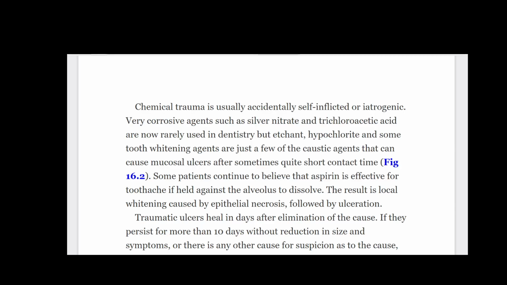Traumatic ulcers heal in days after elimination of the cause. If they persist for more than 10 days without reduction in size and symptoms, or there is any other cause for suspicion as to the cause, biopsy should be carried out to exclude other diseases. Biopsy is not otherwise helpful because the histological features of traumatic ulcers are of non-specific inflammation and repair only.